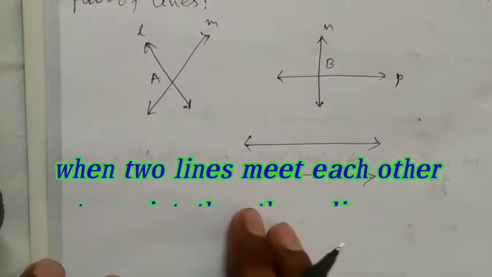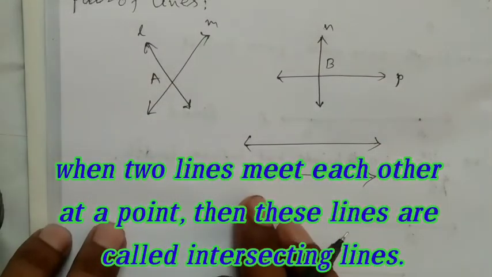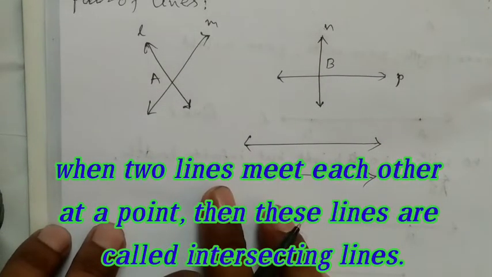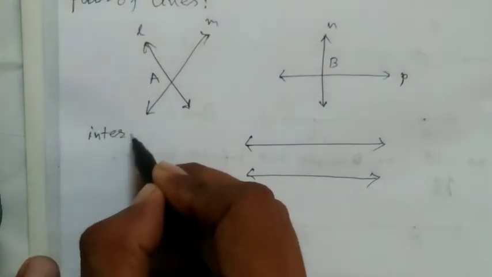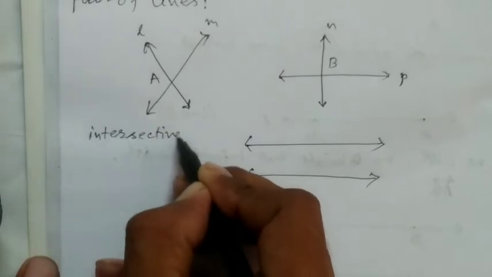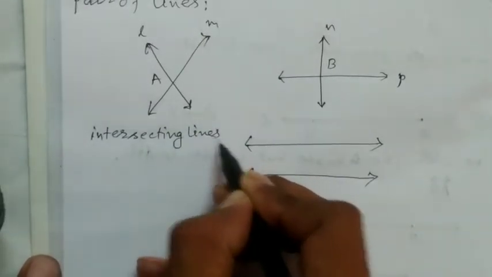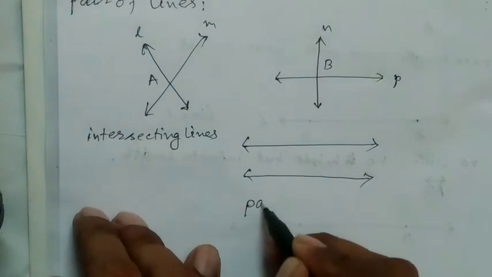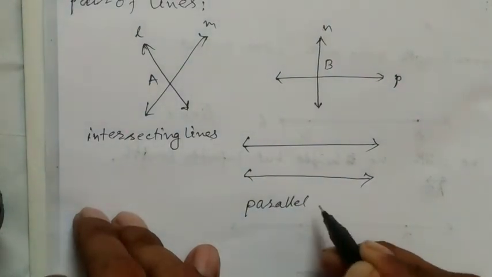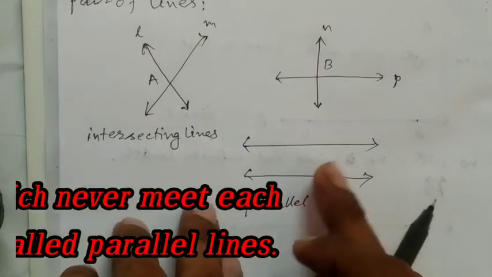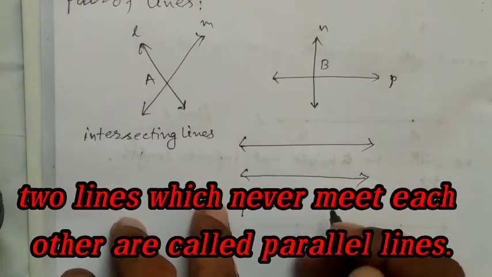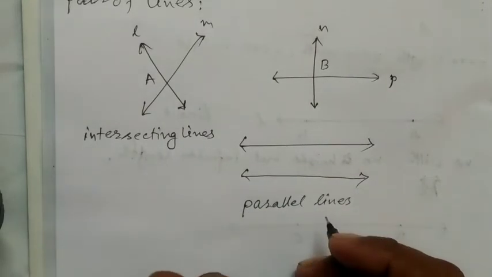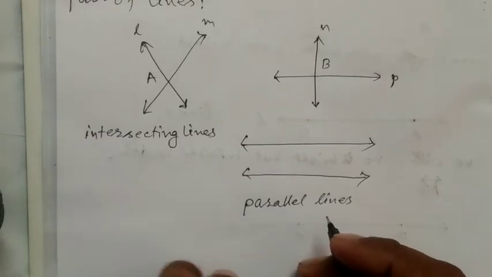So when two lines meet at any point, we call them intersecting lines. And lines which never meet each other are called parallel lines. That is parallel lines. Example, railway line and two edges of a ruler.